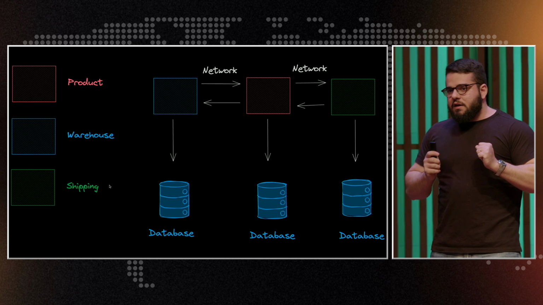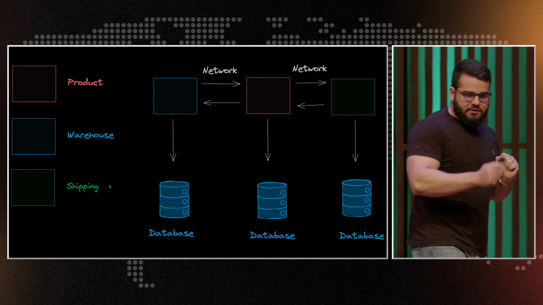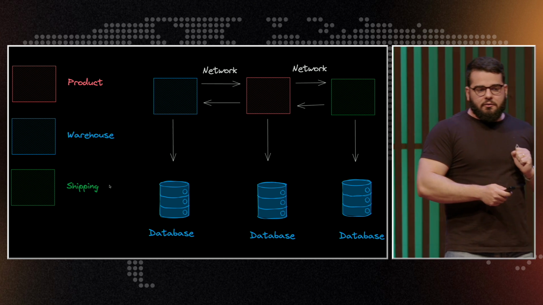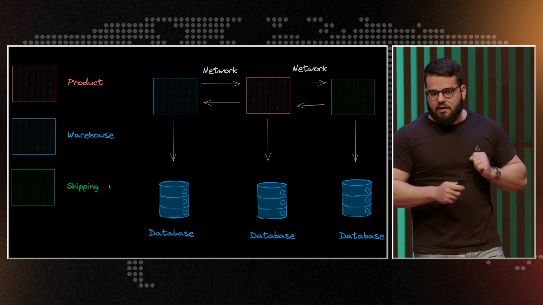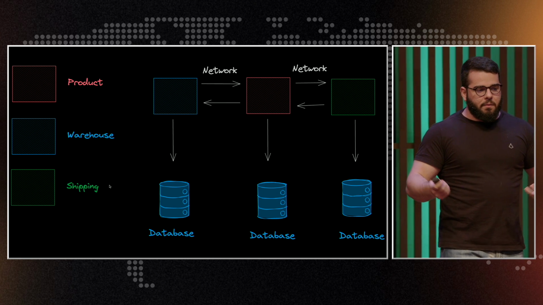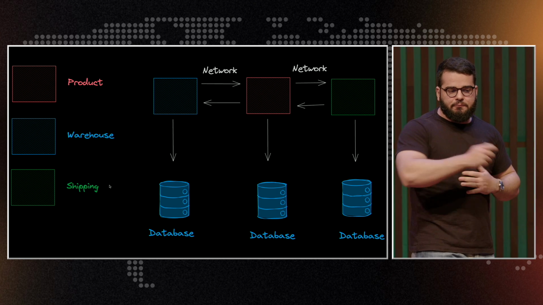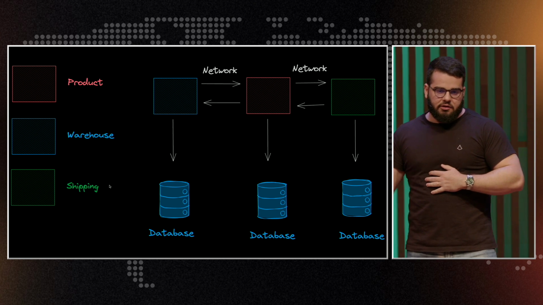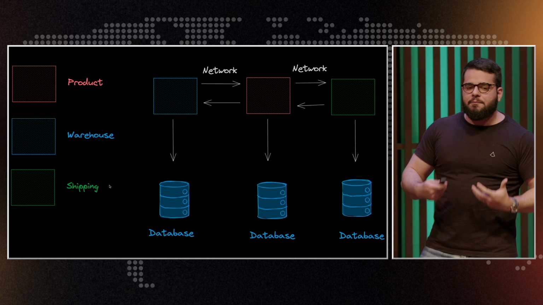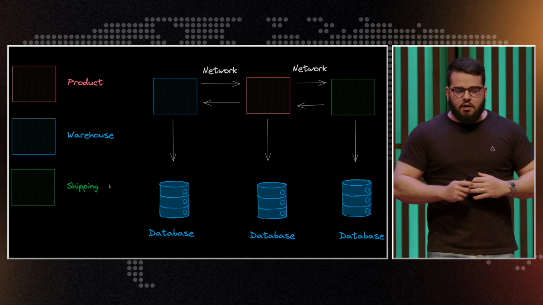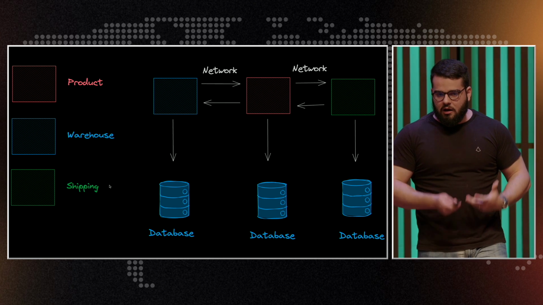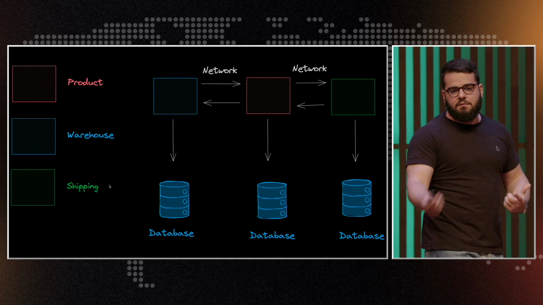Now, the interesting thing is you can see that with microservices, you are obligated to think about boundaries because it cannot work otherwise. The shipping service does not know of the data on the product service or the warehouse service. You're physically separated from those services. So you're obligated to think about those boundaries and how your services communicate to one another.